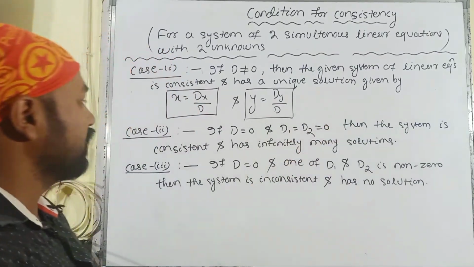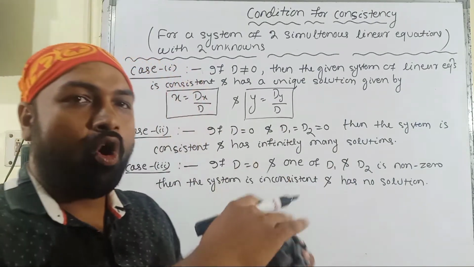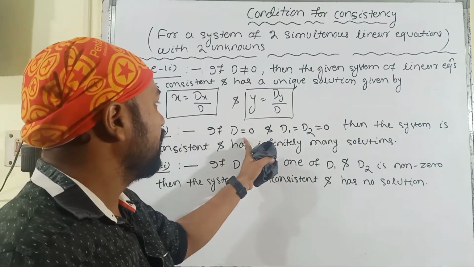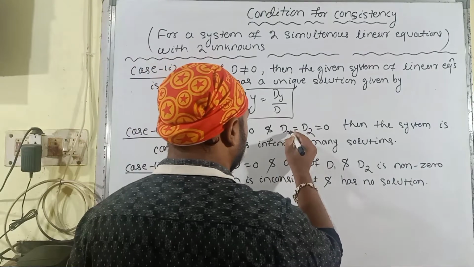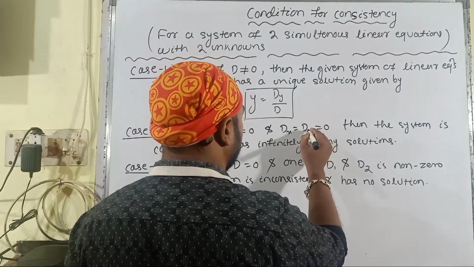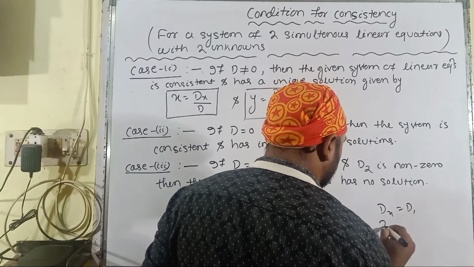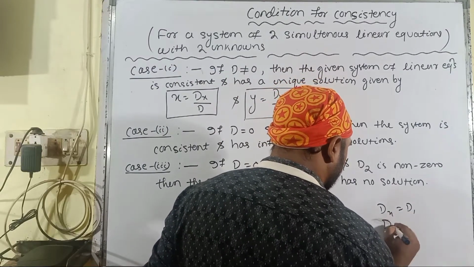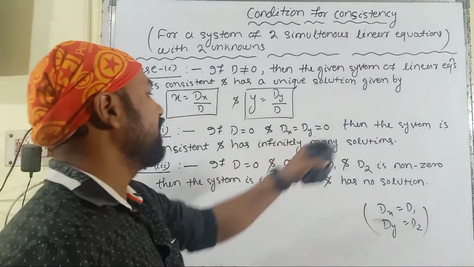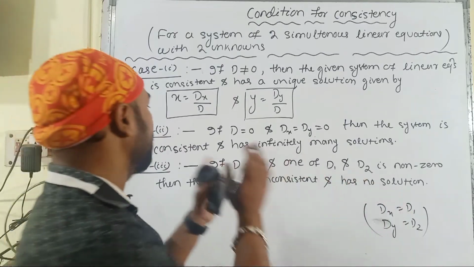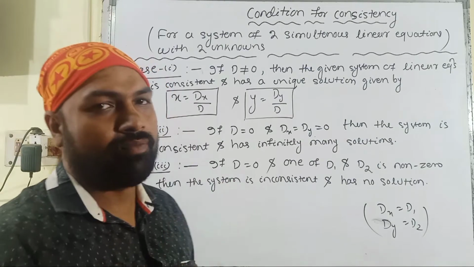Then the second case arises if the value D is equal to 0, then we have to go through Dx and Dy. You can note that Dx is equal to D1 and Dy is equal to D2. If the values of Dx and Dy are equal to 0, then the system of linear equations is said to be consistent but has an infinite number of solutions.